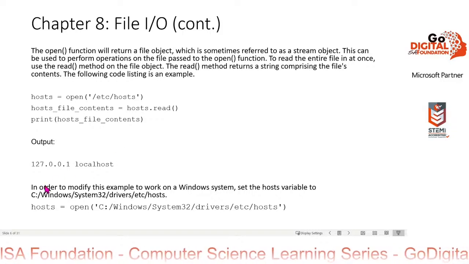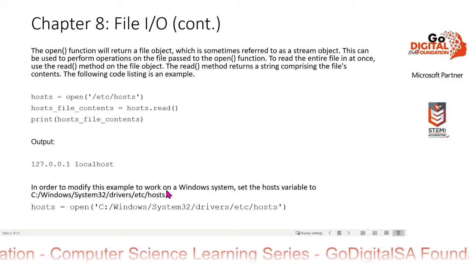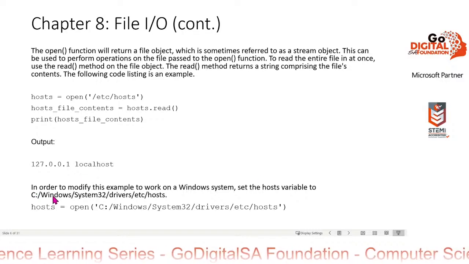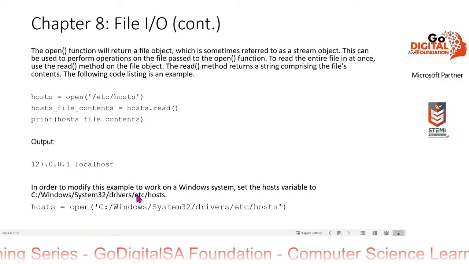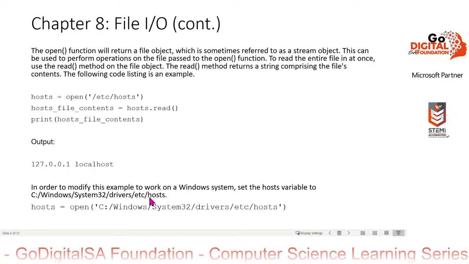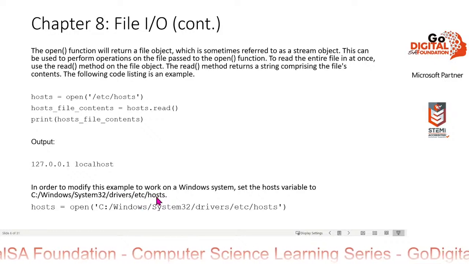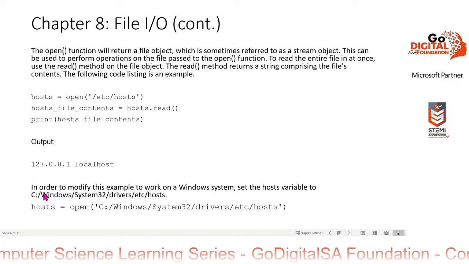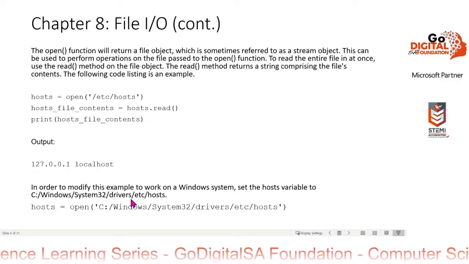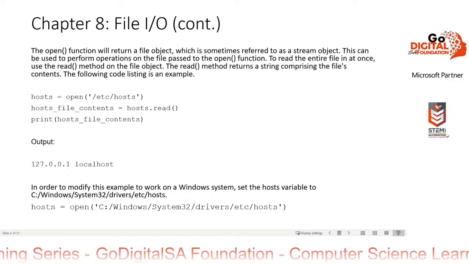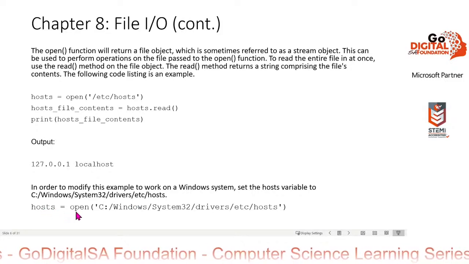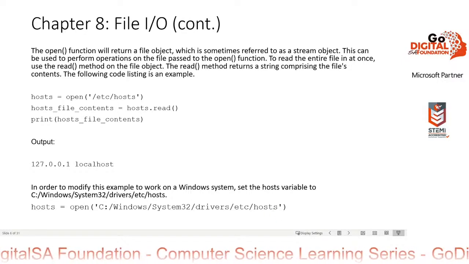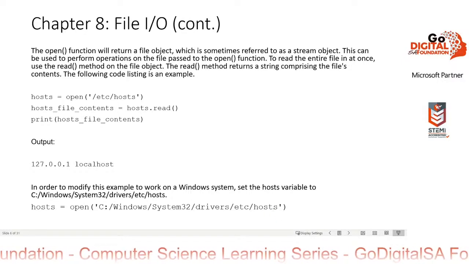Okay, in order to modify this example to work on a Windows system, we set the hosts variable to c:/windows/system32/drivers/etc/hosts. Okay, so the hosts file on Windows is in this folder. And again, in Python, we're using forward slashes, even though in Windows we would use backslashes. So hosts equals open and this path to that file. Let's just take a look at that file.